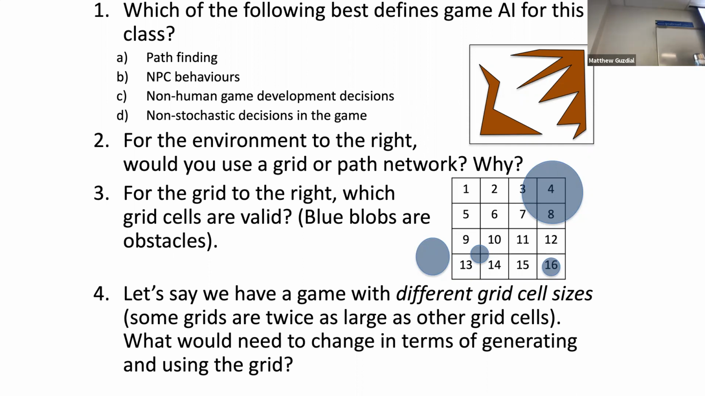3, for the grid to the right, which grid cells are valid? Blue blobs are obstacles. We're going to go through this really quick. 1, valid? 2, valid? 3? No. We're not going to do 4, there's not even points. 5, valid? 6, valid? 7? No. Correct. 9? No. Right. 10, 11, 13, and 14, all no. Which is this with 11, 12, and 15, which are all valid.